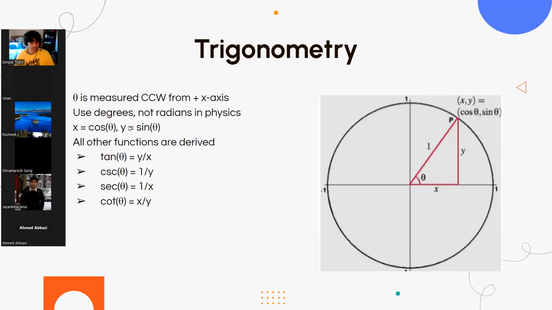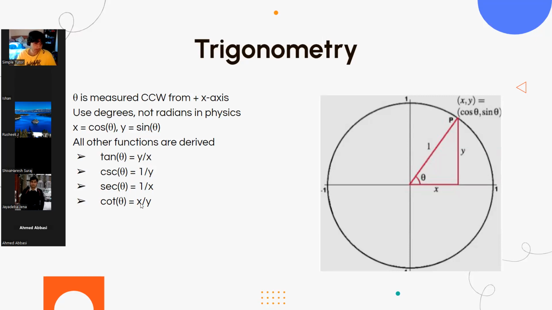Simply, tan theta is sine theta over cosine theta, or y over x. Our cosecant theta is 1 over sine theta, or 1 over y. Our secant theta is 1 over x, or 1 over cosine theta. And our cotangent theta is x over y. For the purposes of physics, you will mostly be dealing with sine, cosine, and tangent. You may be asked for cosecant, secant, and cotangent, but it is very unlikely. But if you need to, it's a very simple conversion.